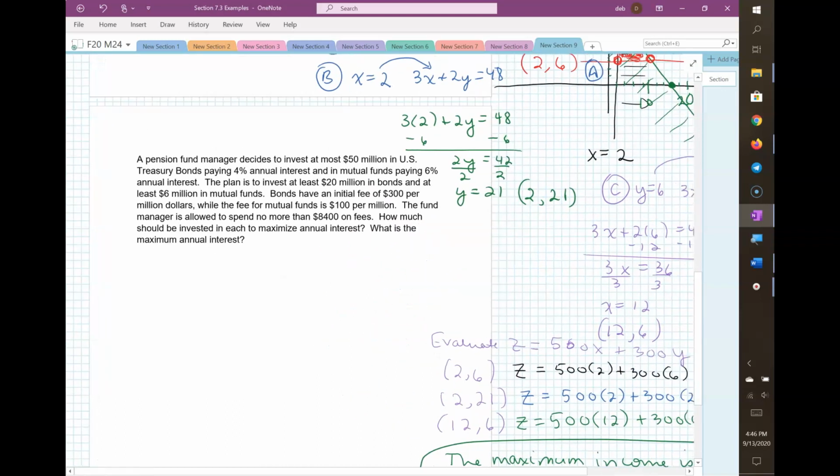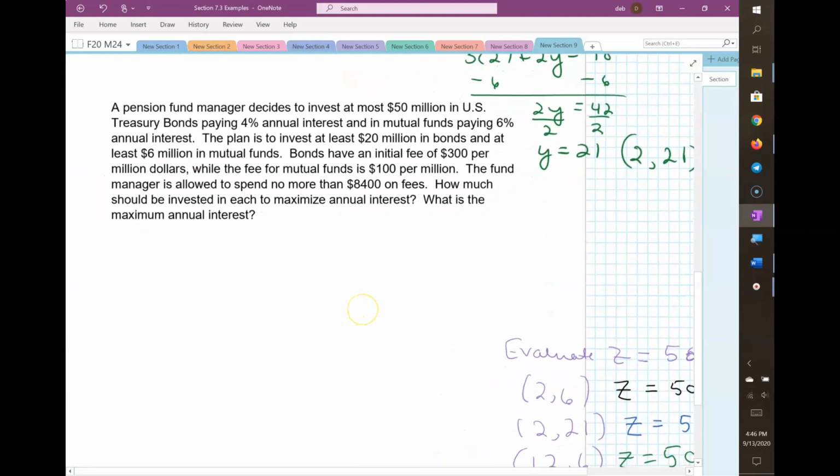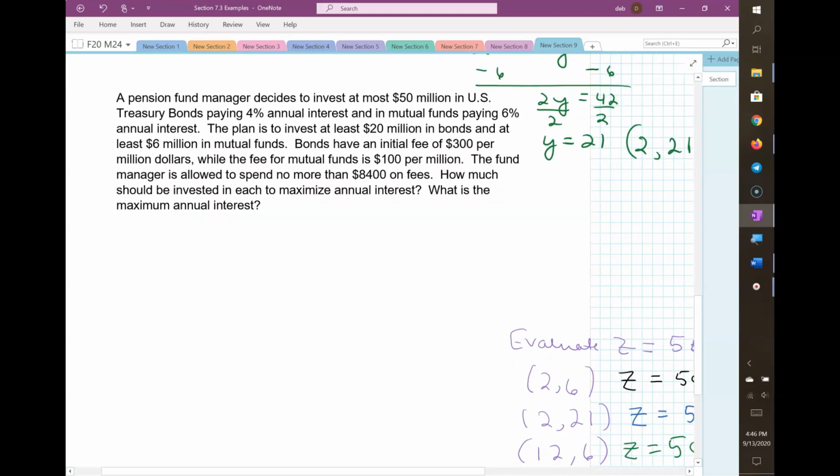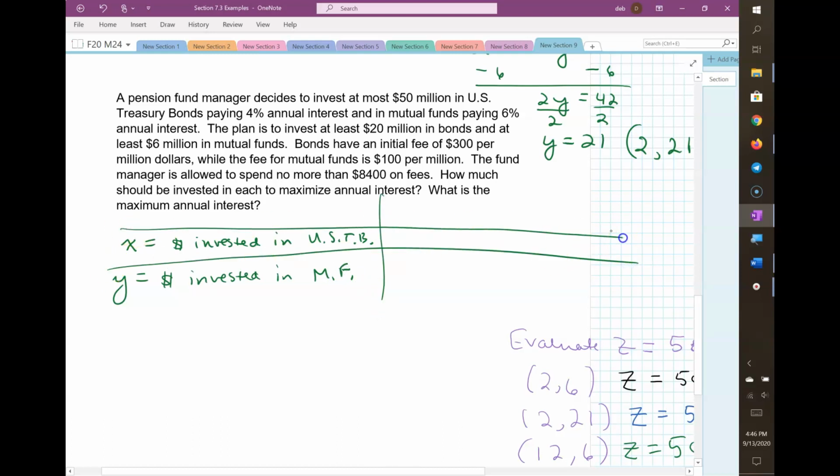Okay, so let's look at one more example. And this is an investment problem where we're going to invest at most $50 million in treasury bonds with 4% annual interest and mutual funds paying 6% annual interest. So we have two things. So I'm going to let X equal the dollars invested in U.S. Treasury bonds, and Y equals the dollars invested in mutual funds. And then I'm going to collect my other information that I've been given here.